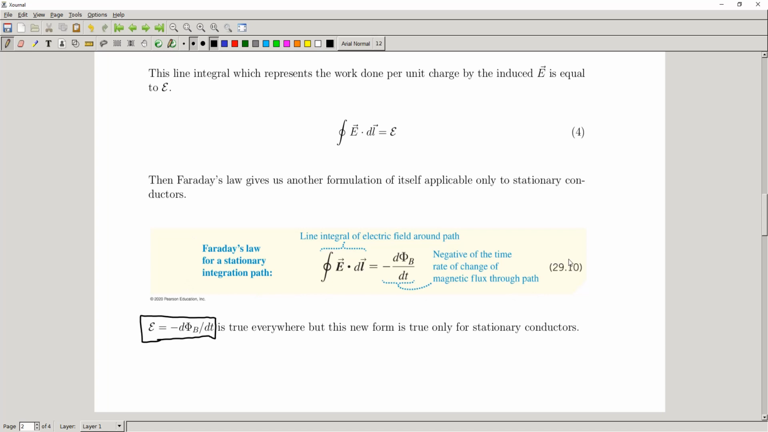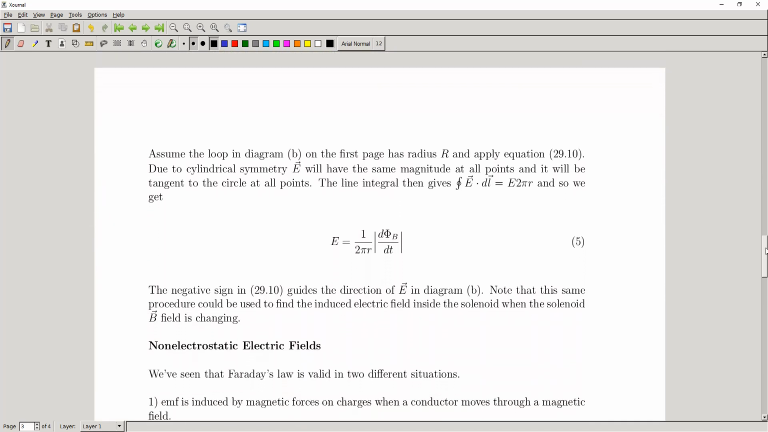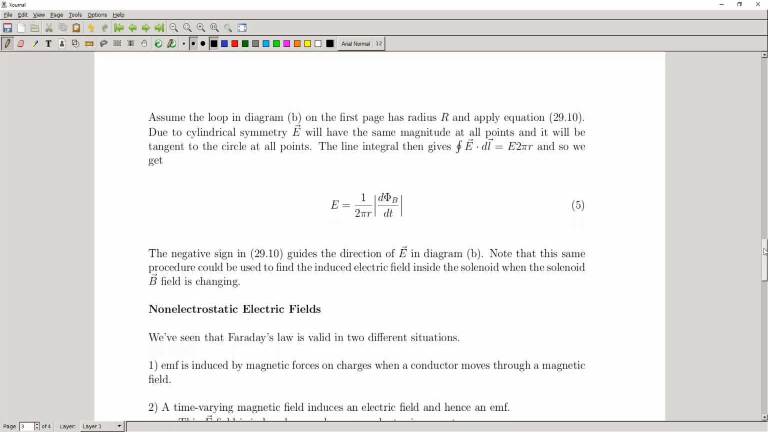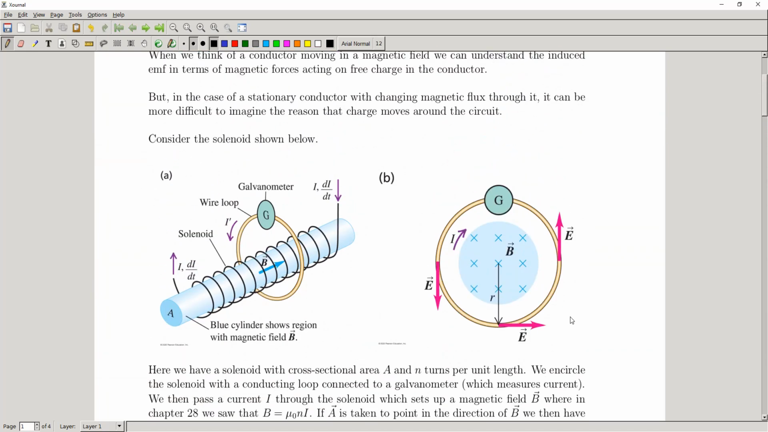Definitely an equation that we want to box and try to understand, right? Okay, so let's assume that the loop in diagram B, so let's take a look at diagram B very quickly here. This is our diagram B, and this is our loop. This is the magnetic field generated by the solenoid. This is the current of the solenoid, the current running around the solenoid. It's producing this magnetic field, which is changing because I is changing, right?